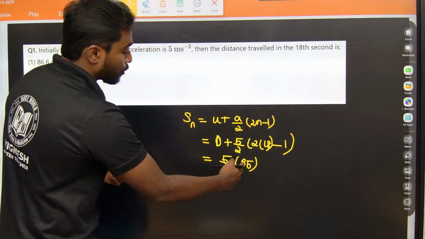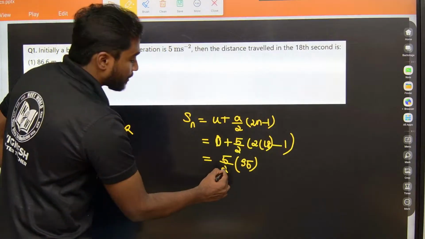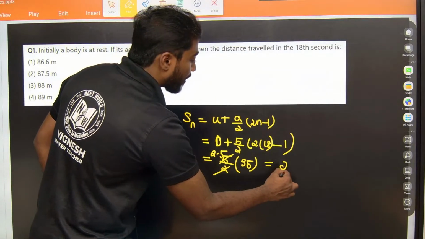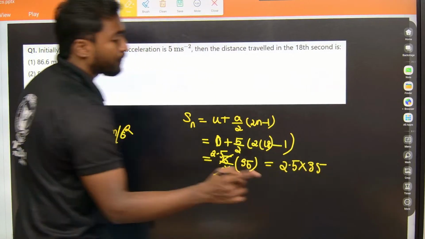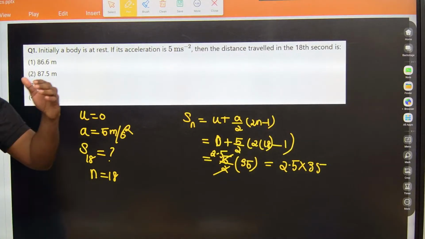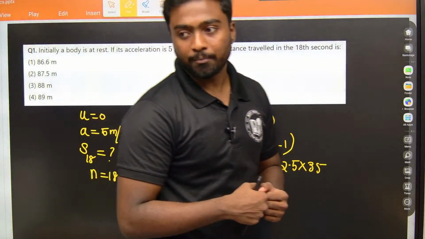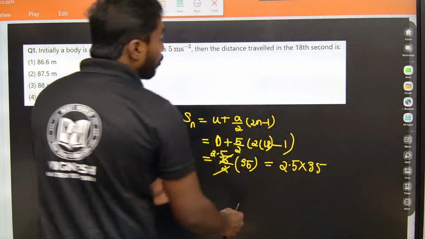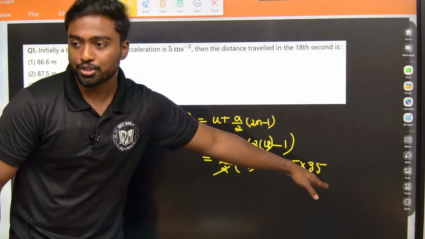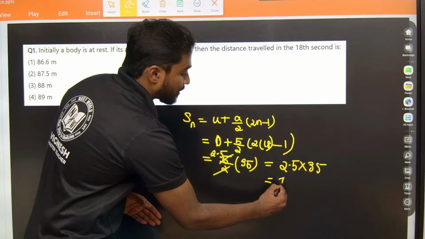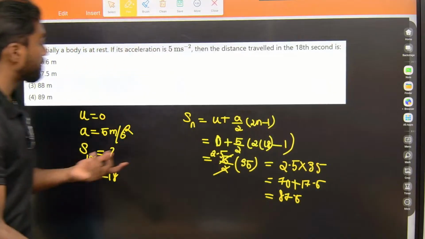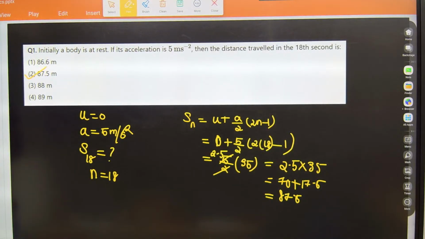So what should I do? Multiply. Cancel this and this, and I get 2.5 into 35. 35 2s are 70, and half of 35 is 17.5. So 70 plus 17.5 is 87.5. I multiply 2 times, and again take half of 35. So 70 plus 17.5, which is nothing but 87.5. So this is my answer, option B.